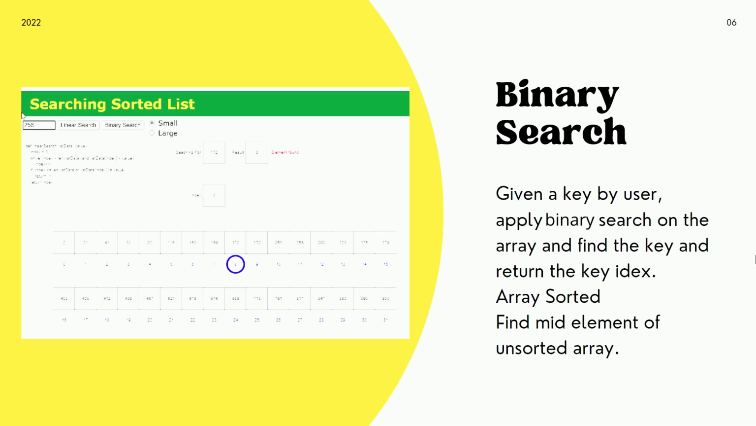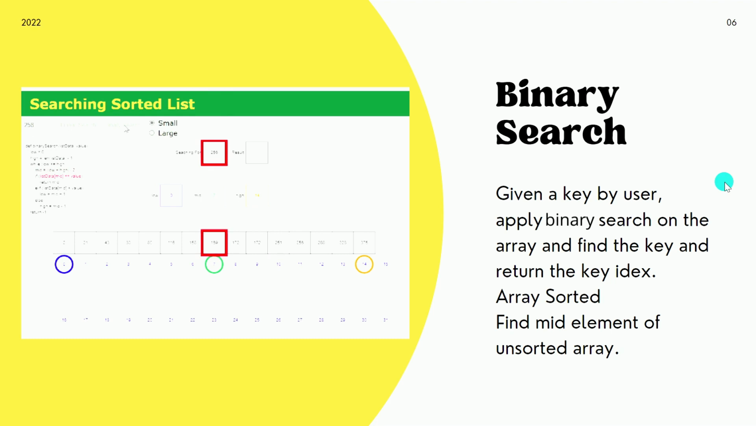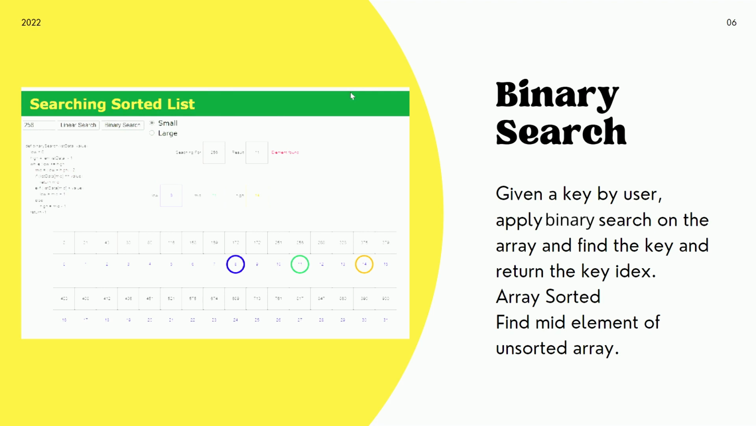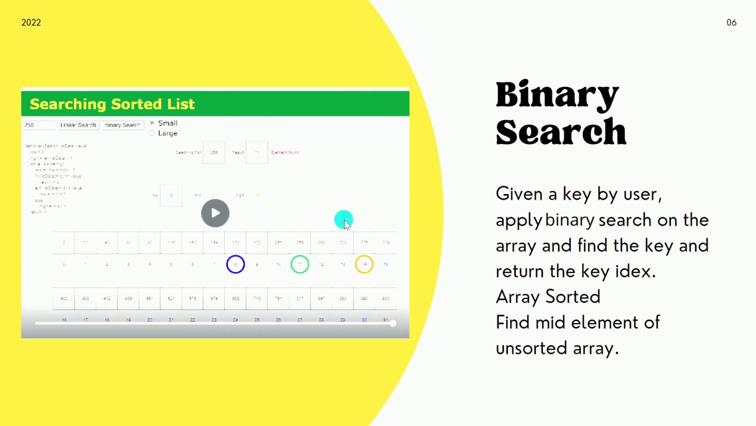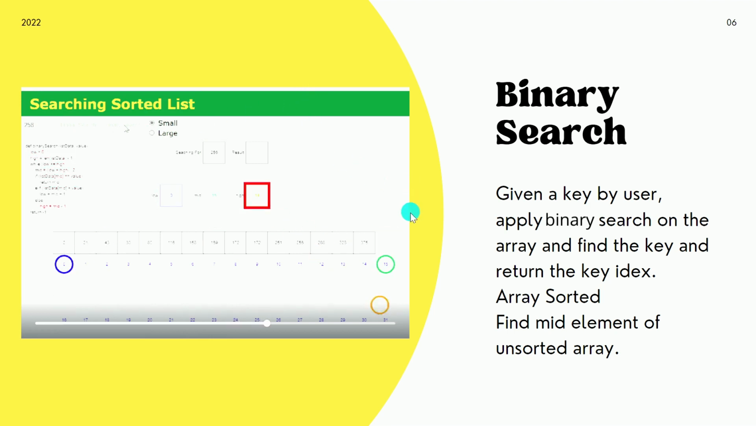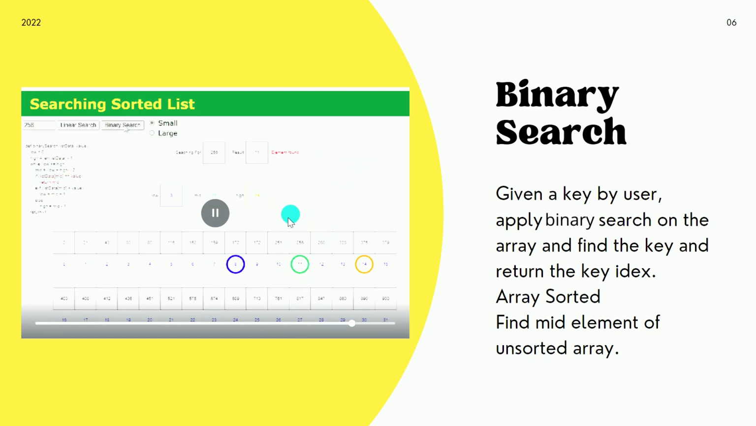So this is binary search, the next problem under arrays. So given a key by the user, we apply the binary search and the array should be sorted, and also we need to find the mid element of the unsorted array. So here we see a visualization. So here I give the input 256, then I apply binary search and it's showing how the mid elements are found, and finally when the final element is found, the index is updated.